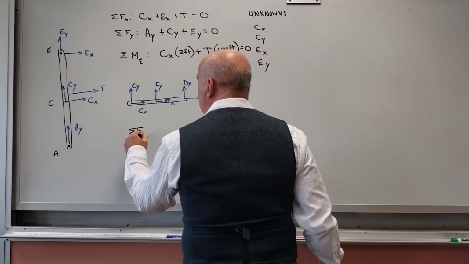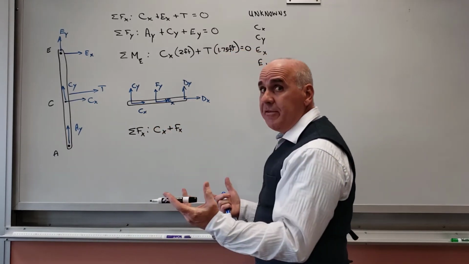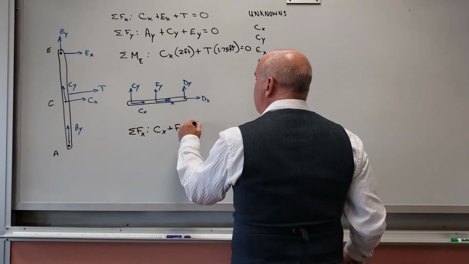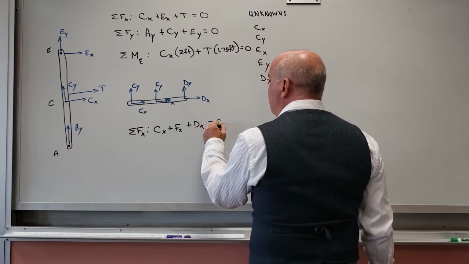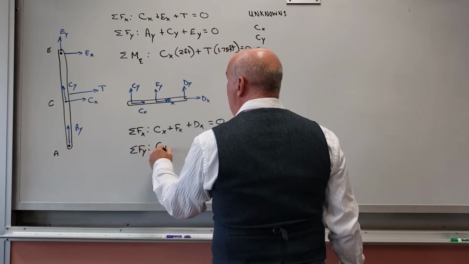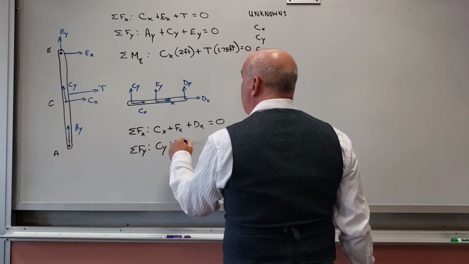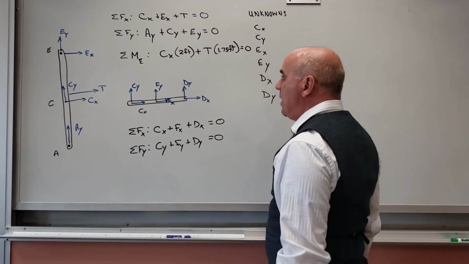All right, and so we'll do the same thing. Sum of the forces in the x: I have CX plus FX, but I know what FX is, plus DX. So I've added another unknown in here. That's going to equal 0. Sum of the forces in the y: I have CY plus FY plus DY equals 0. Added another unknown in there.